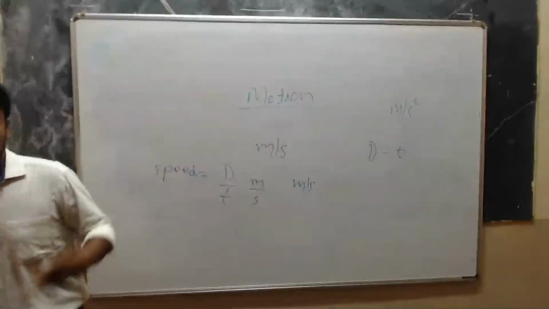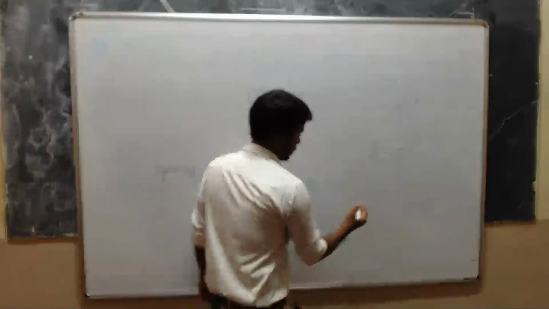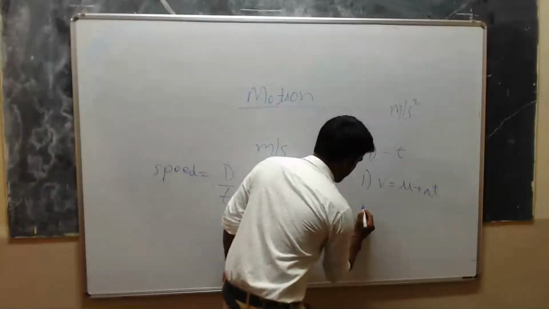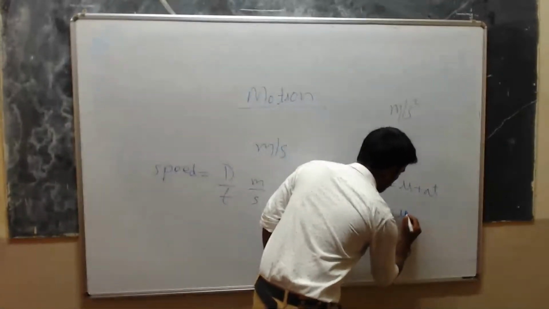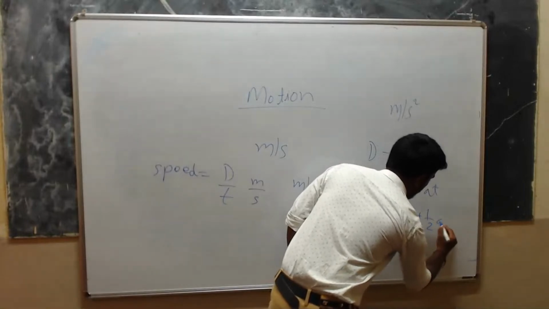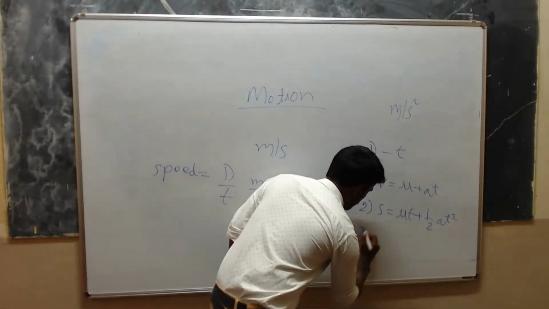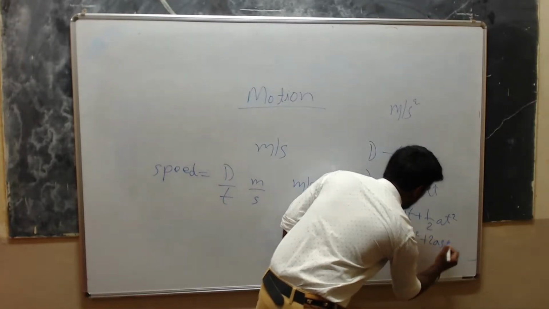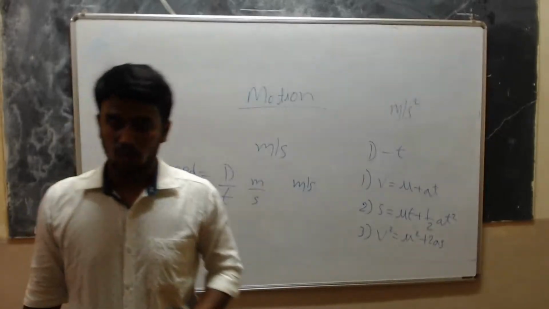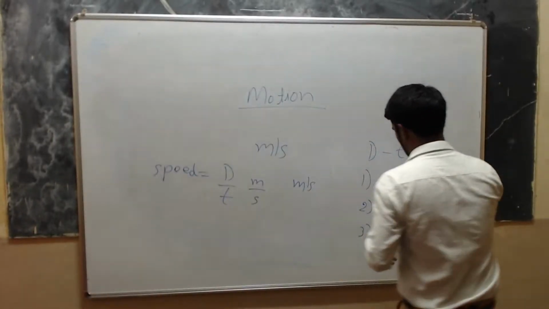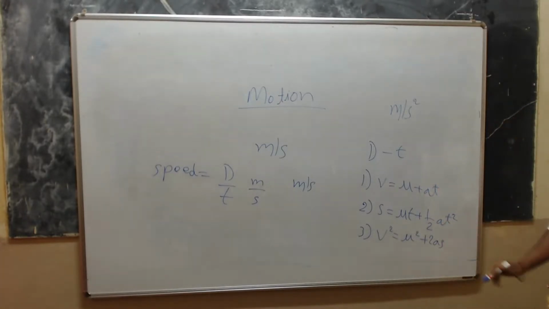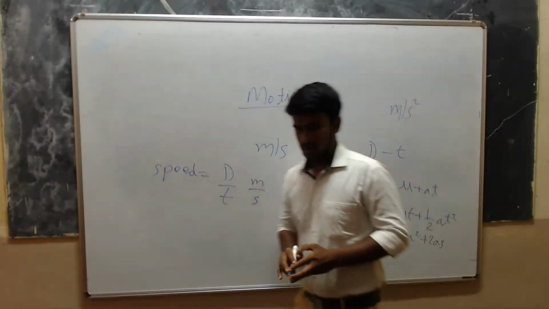Then we studied three important formulas. That is, v = u + at, and the second one, s = ut + ½at², and the third one, v² = u² + 2as. We call these the equations of motion. Here v represents final velocity, u represents initial velocity, a represents acceleration, t represents time, and s represents distance or displacement.